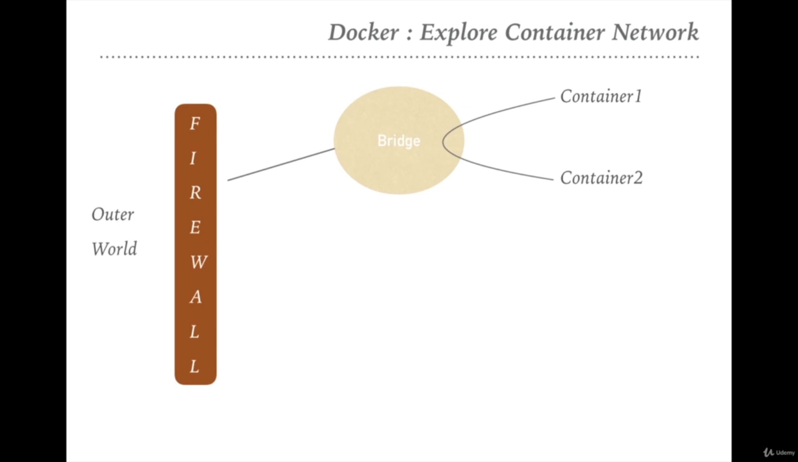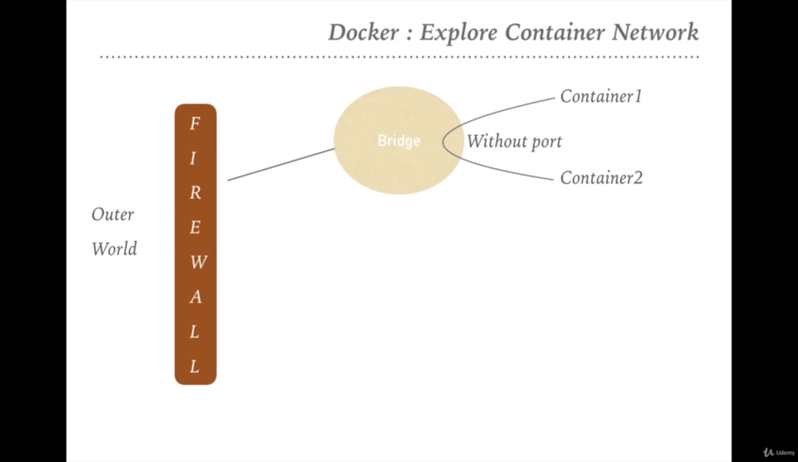Now suppose in the last lecture we saw that my local host machine was communicating with my container on port 8080. But the communication between the two containers is without any port. So if you are using the same virtual private network for the two containers, then to communicate with each other, they don't need any port, and the IP of each container should be different.